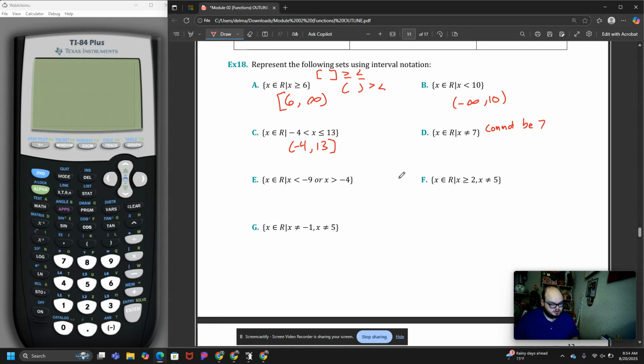Okay. This says it just cannot be 7. So it could be negative infinity to 7. Remember, not including 7. Parenthesis means not including 7. So it could be negative infinity, could be 6, could be 6.999, but cannot be 7. We're going to union or connect those. This is the union symbol. Just means to connect.